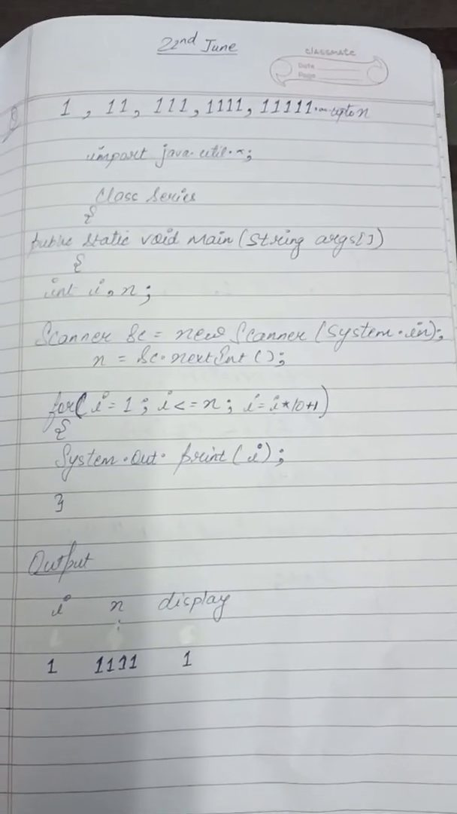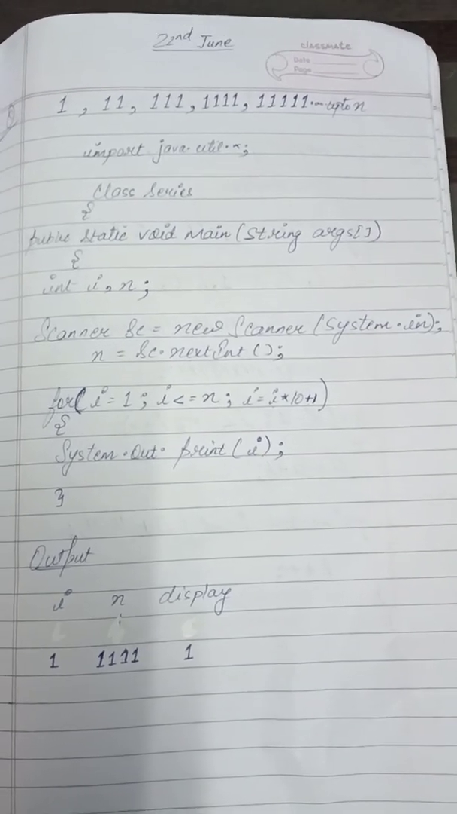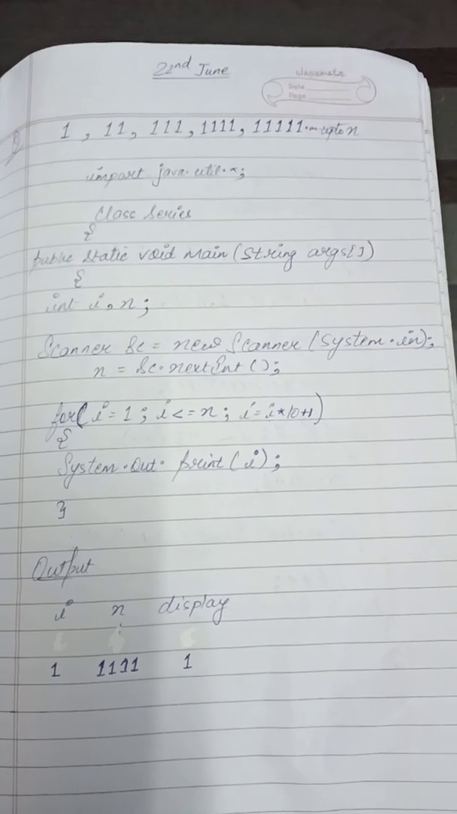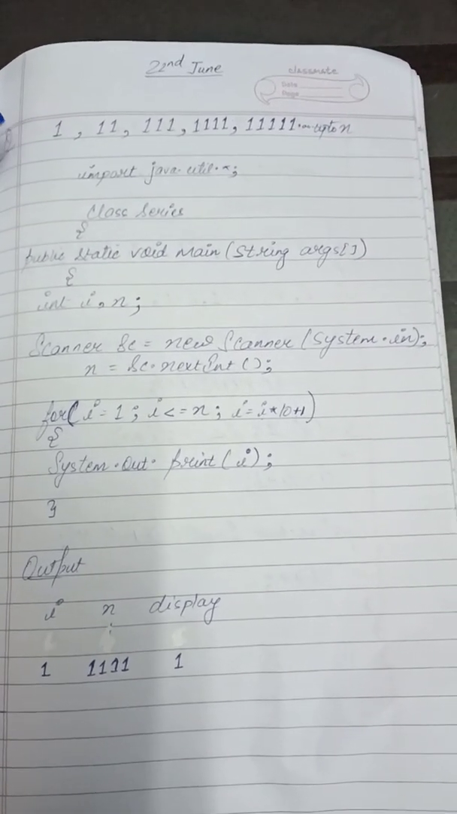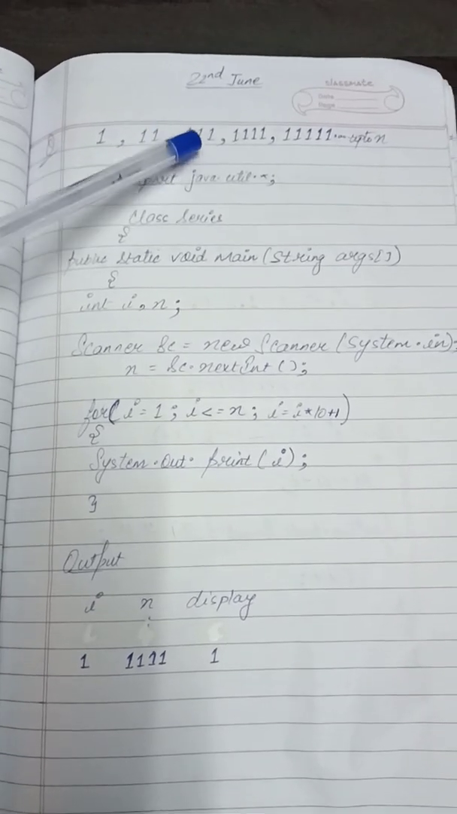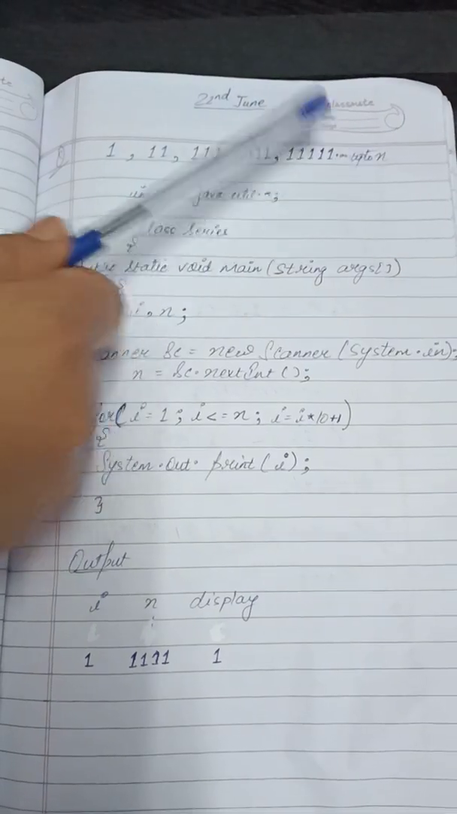In the previous video we discussed a few programs on for loop. Today also I come with a few programs of series on for loop. So your first series is you have to print like this: 1, 11, 111, 1111, 11111, up to n.